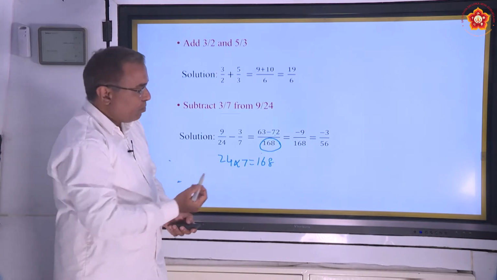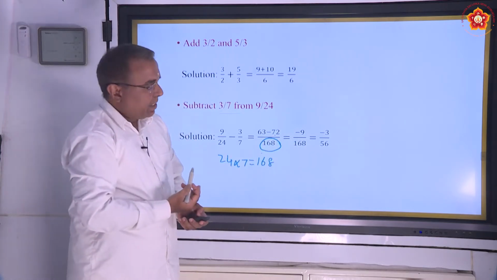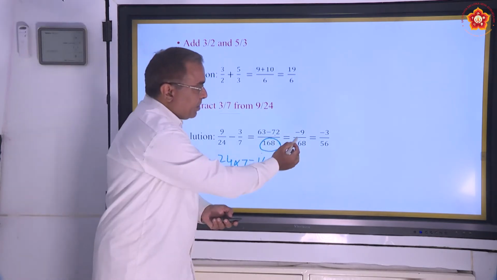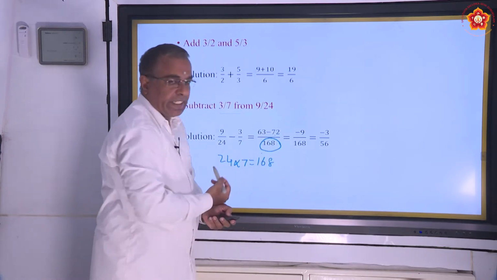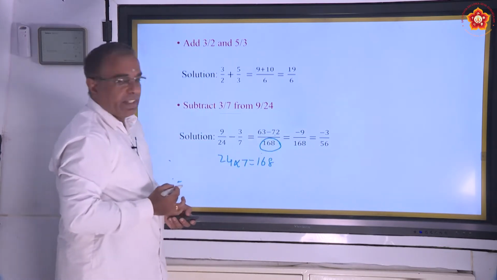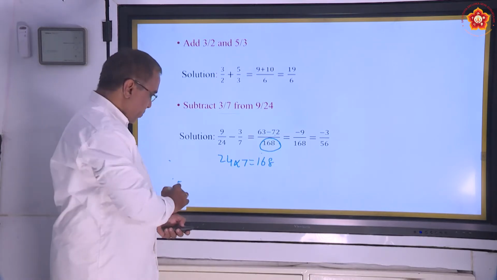On further dividing, both are divisible by 3, you can observe that. So, 3 3s are 9 and 56 into 3 will be 168. For negative we put the negative sign. This is the simplified value.